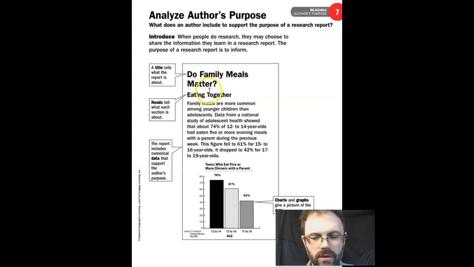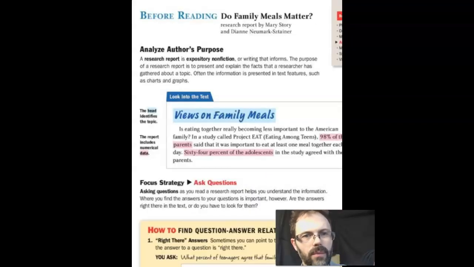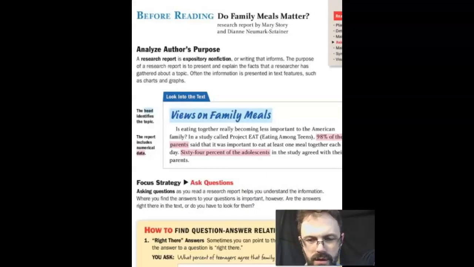And so we're going to look for things in the article like the title. For example, here, Do Family Meals Matter? The heads, we've talked about that before in other active reading assignments. These are the titles for sections or parts of the article. And then here, the report includes numerical data that supports the author's purpose. So we're looking for numerical data, and you can often find that inside charts and graphs. And those things you can use to help you make your self-questions for this article.